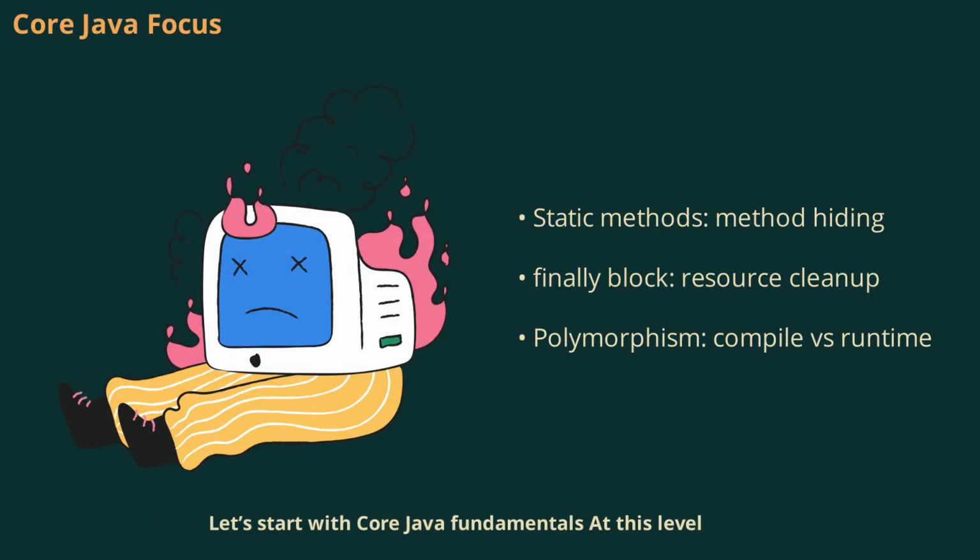Start with core Java fundamentals. At this level, interviewers expect you to differentiate between compile time and runtime polymorphism. For example, static methods belong to the class, not the object, so they can't be overridden, only hidden. This distinction is crucial for understanding how Java resolves method calls.